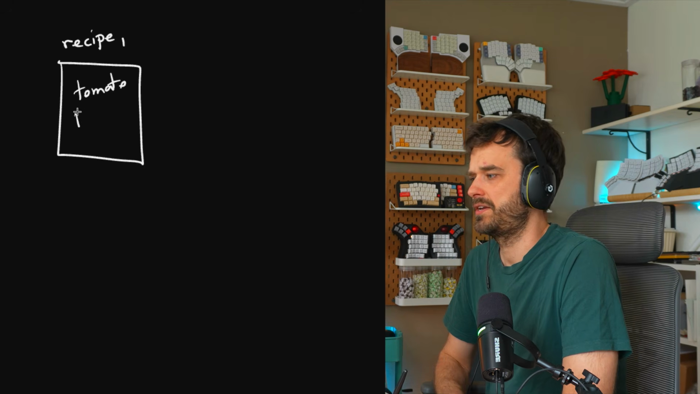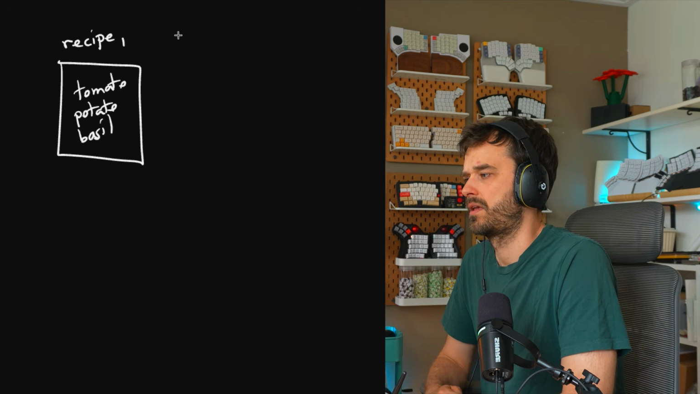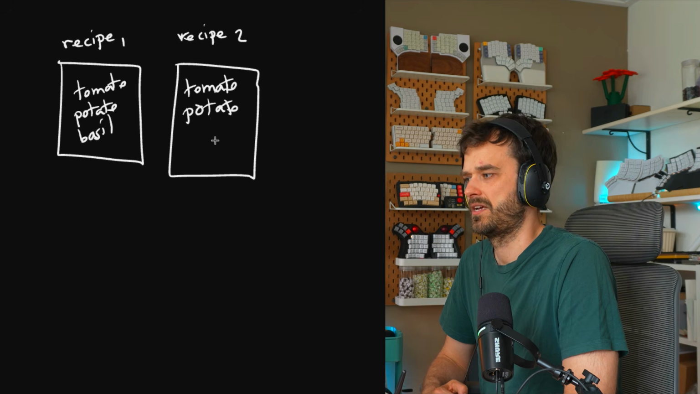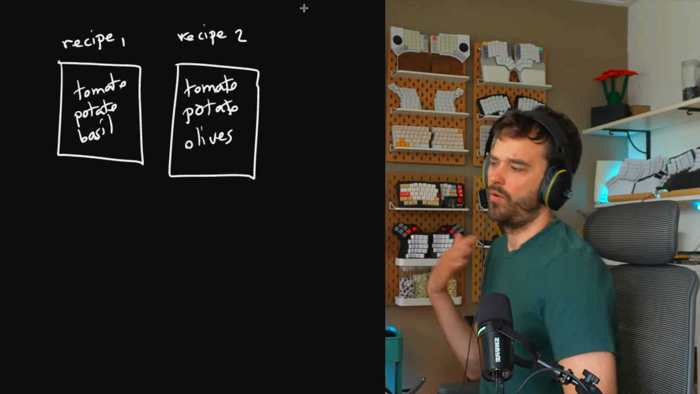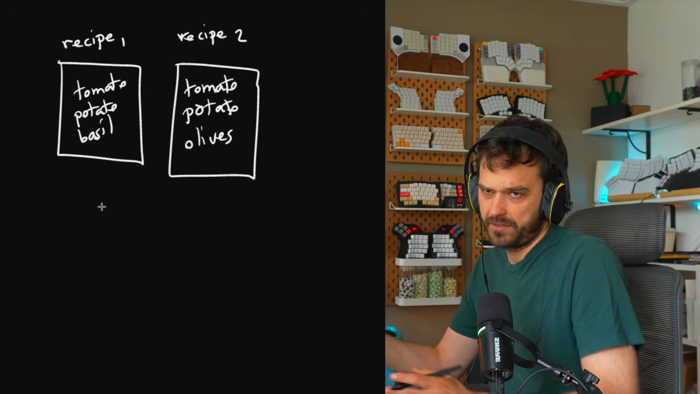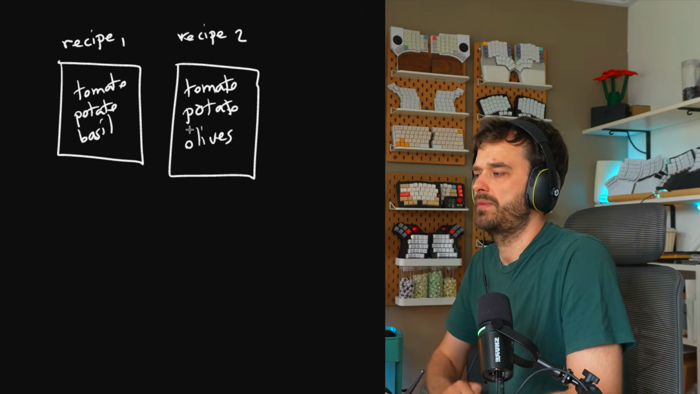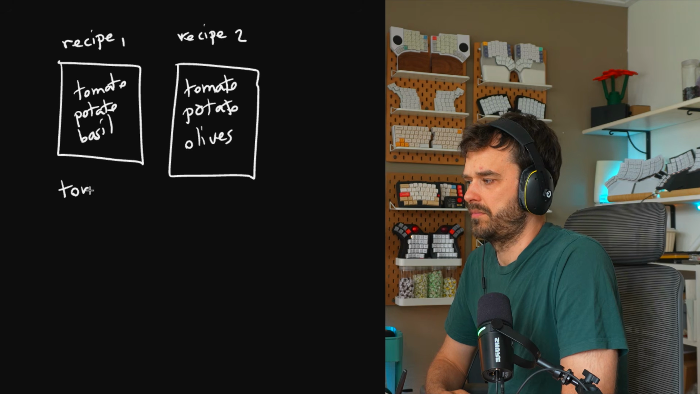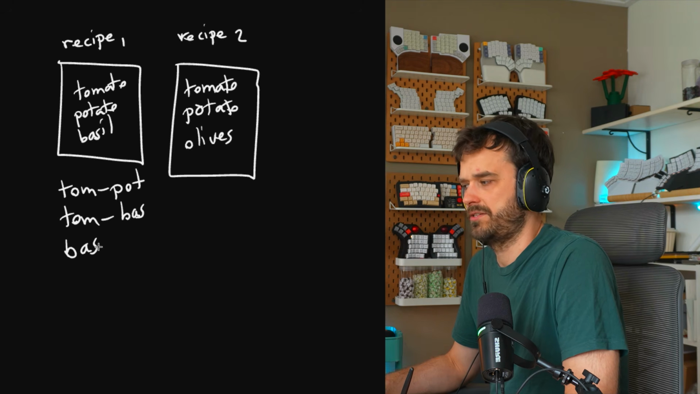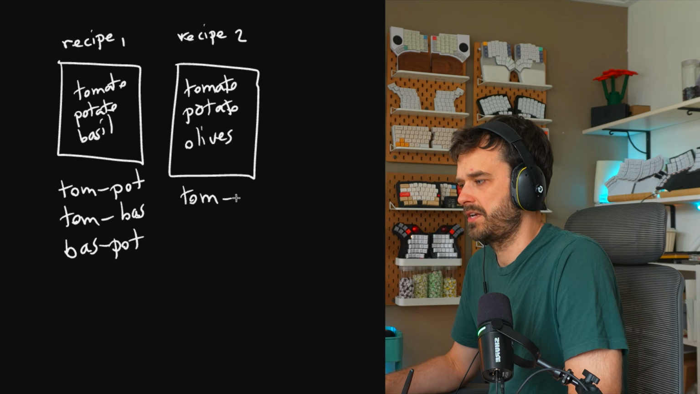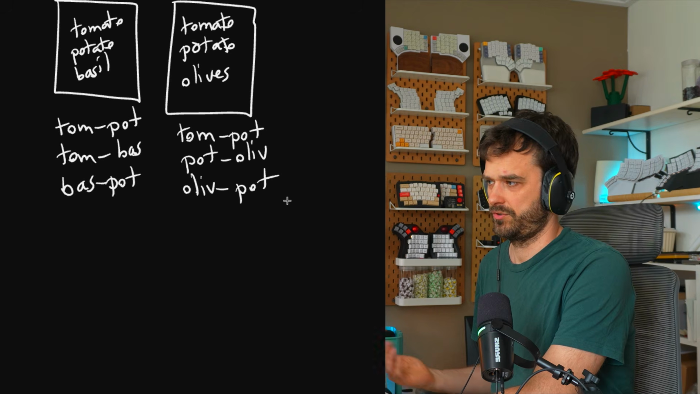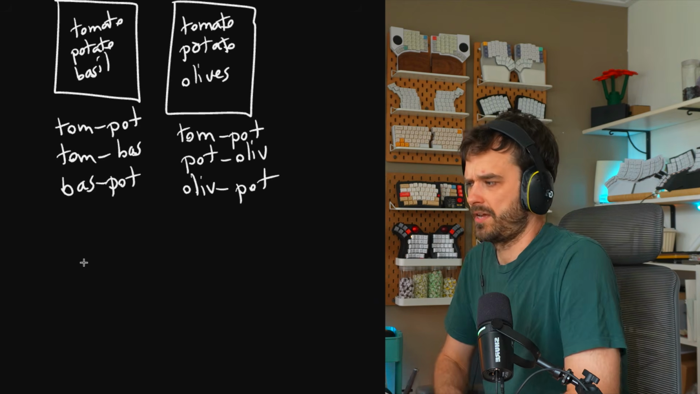Recipe 1 has tomato, potato, and maybe basil, right? And maybe recipe number 2, it also has tomato, it also has potato, and let's say it also has olives. Now, one thing we could do is we could take recipes like this, look at all the ingredients, and then we can start thinking about pairs. So tomato, potato, tomato, basil, as well as basil, potato, and then a similar thing over here. We've got all these pairs, and those are connections that we could use to build a graph of sorts. And maybe we can do a graph embedding thing once we get there.